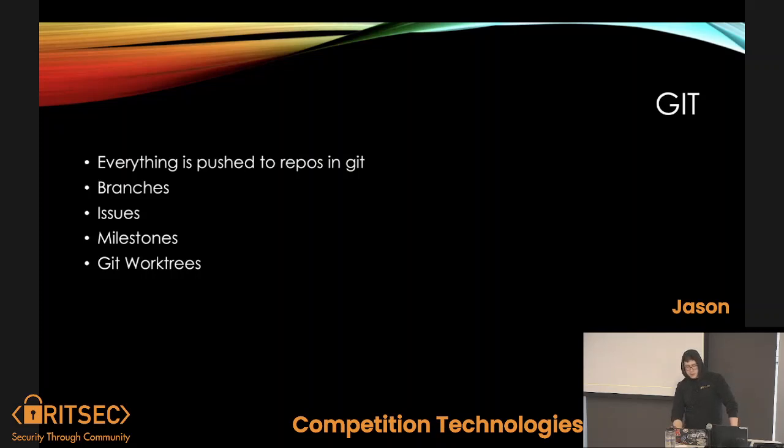The aspects of Git that we use are branches, issues, milestones, and we've used worksheets for the past 3 competitions. We're trying to move away from them as it became very confusing. So using Git allows us to stay organized and keeps everything neat and orderly, and it works out pretty well. So that's our last horseman of the competition technologies.